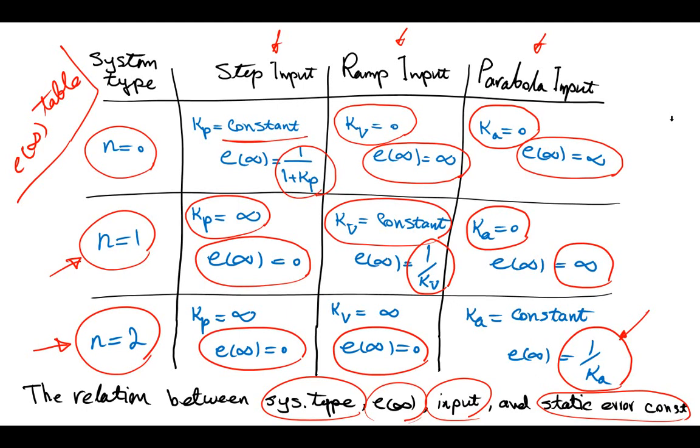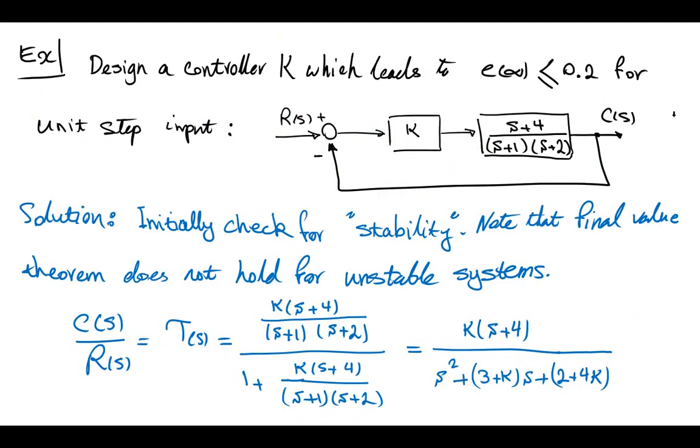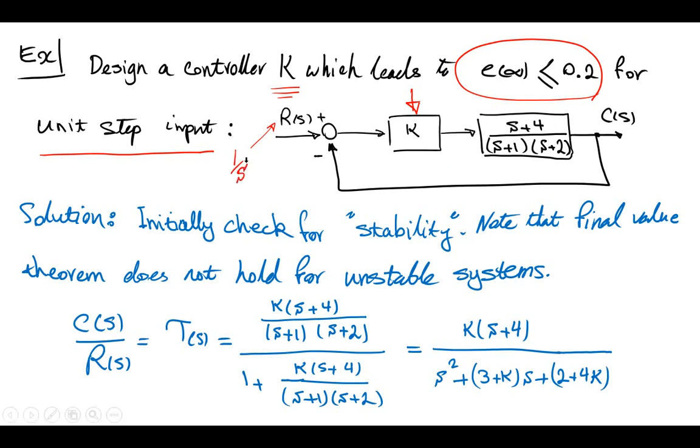So let's proceed to an example. Design a controller K, a constant number K in here, such that the steady state error is less than 0.2 for the unit step input to the system. So this guy being 1 over s, the steady state error, this error in here, we want the final value of this thing, I mean as time goes to infinity, to be less than 0.2.